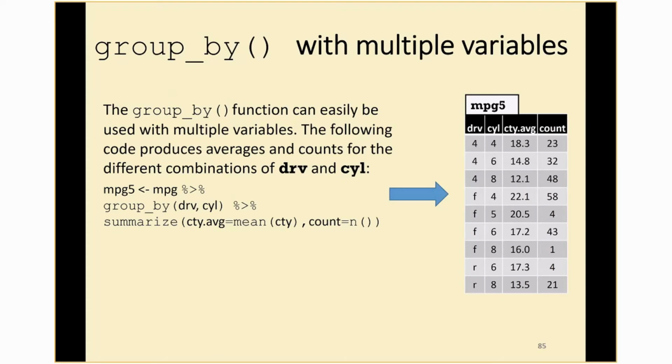This slide shows that we can group according to multiple variables and we can generate multiple statistics. So now we're grouping by two variables, drive and cylinder, instead of just one. So what are the implications of that? Well, the implications are how many records are there going to be? Well, there's going to be one record for each of the different unique combinations of drive and cylinder. How many variables are going to be? There's going to be 4 variables. Drive, cylinder, city average, and count. And there they are.